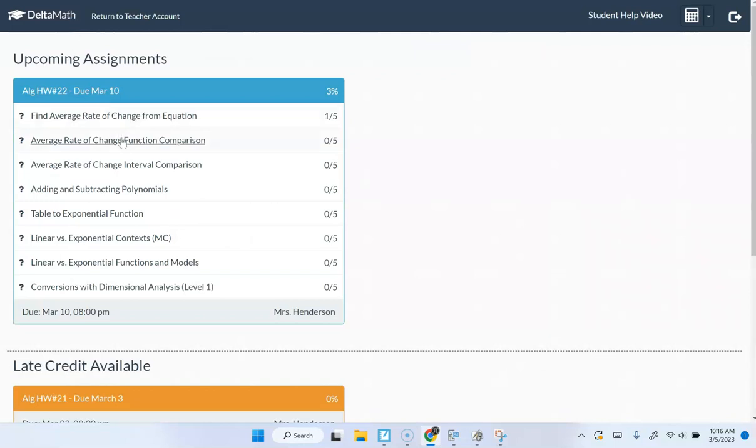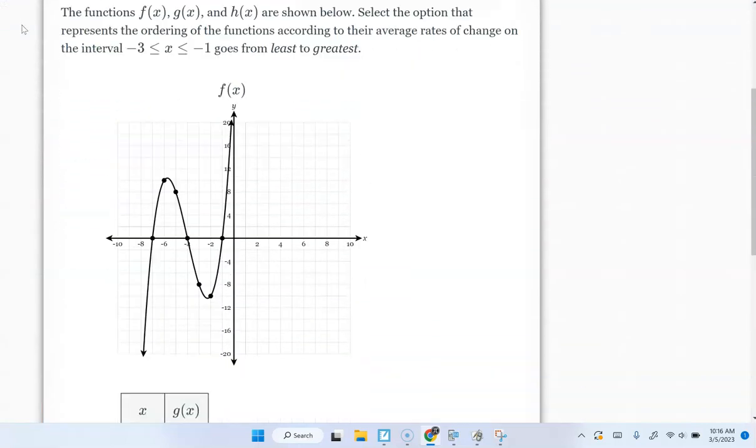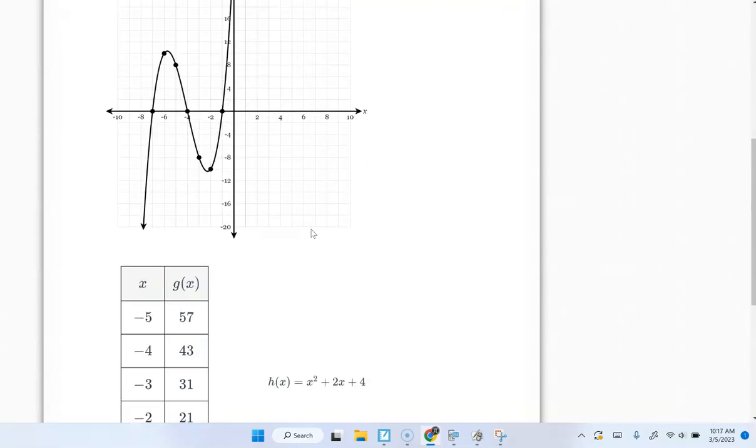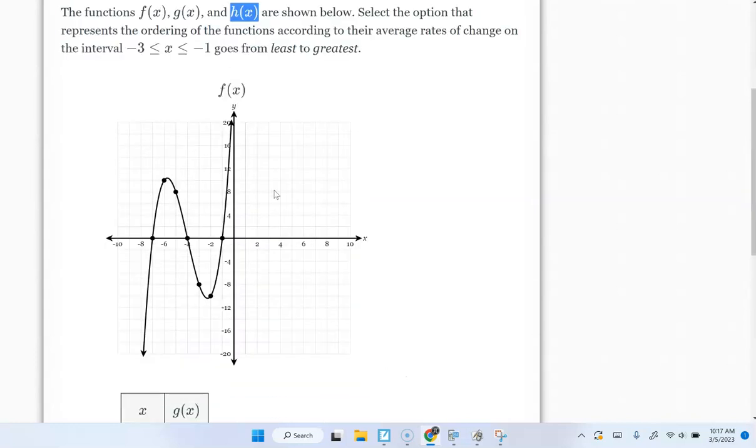All right, let's take a look at the second one, which is doing the same task, average rate of change, but comparing different functions. It says we're going to talk about function f, which is in a graph, function g, which is in a table, and function h, which is an equation. It wants us to select the option that represents the ordering of the functions according to their average rates of change from -3 to -1, from least to greatest.